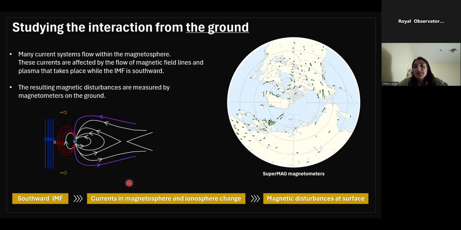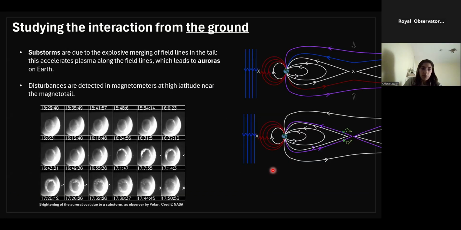We in fact have many networks of ground magnetometers. You can see some here provided by the SuperMAG collaboration. We have magnetometers both in the northern and southern hemisphere, measuring these disturbances at all latitudes as well. So they can tell us about the processes that happen in the magnetosphere. But what are these processes? An example is a substorm.